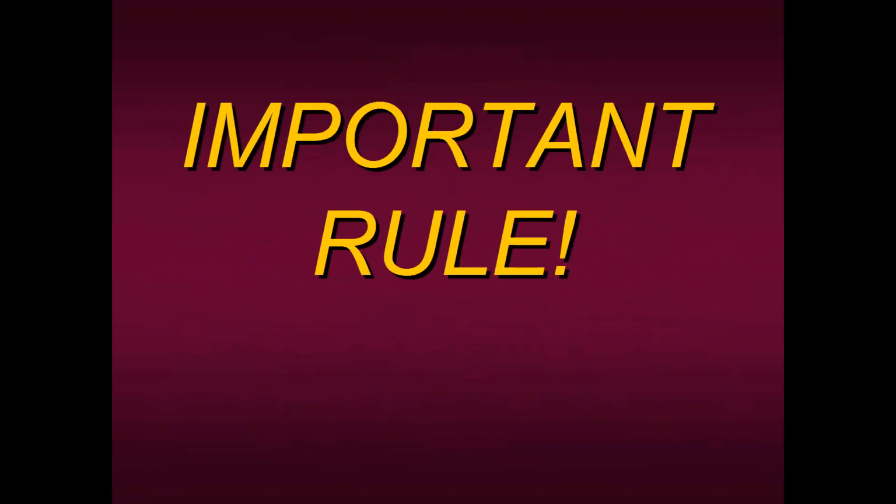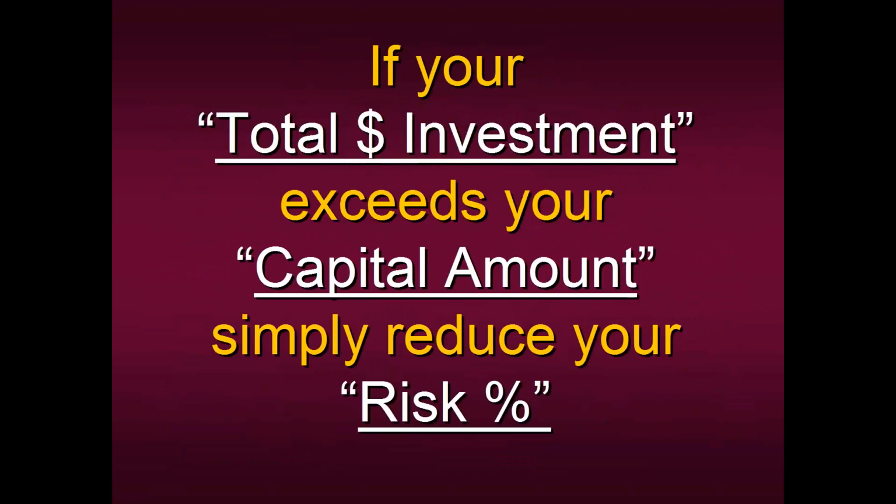Now, a very important rule to remember with our RPS method. If your total investment exceeds your capital amount, all you have to do is simply reduce your risk. So if you want to buy a certain stock and it says, oh, I can buy 500 shares for $30,000 and you only have $15,000 in your account, simply reduce your risk. If your standard risk is 2%, go down to 1%, maybe go down to 0.5%.